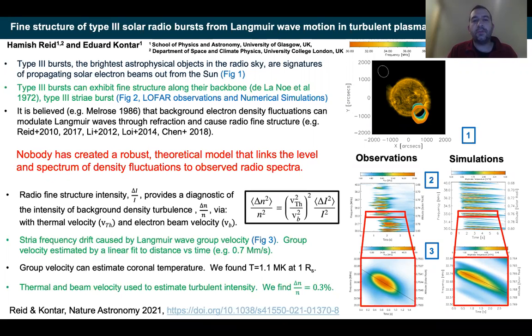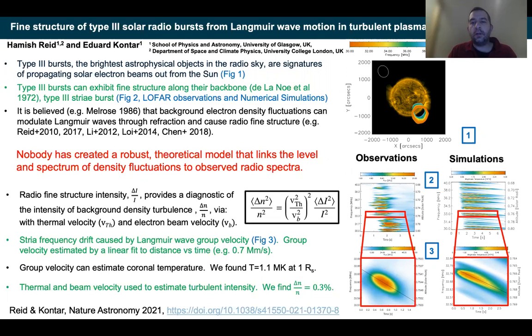Now, type 3 bursts are probably the brightest astrophysical sources in the radio sky. They can reach fluxes of about 10^9 Janskis, or even more. They are signatures of electron beams that are accelerated in the atmosphere of the Sun and then propagate out along the coronal magnetic field into the solar wind.